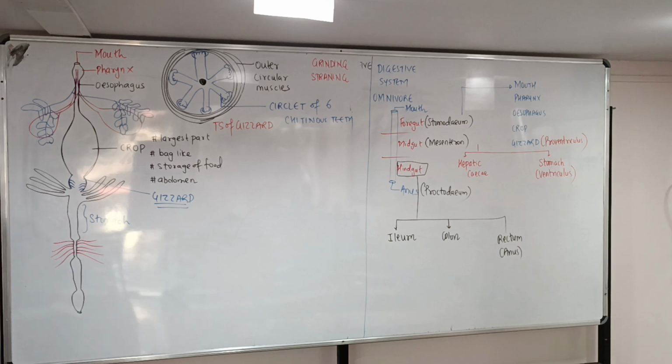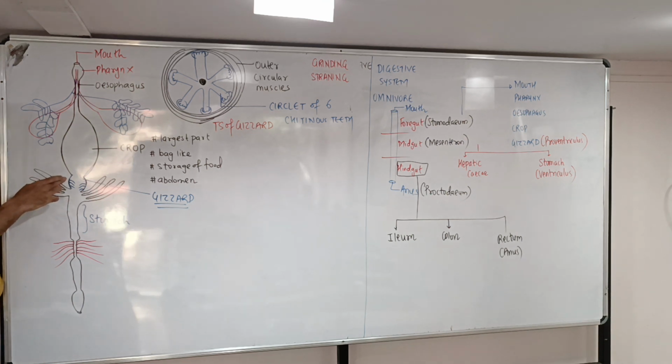Now, after that, the gizzard opens into the midgut. You remember midgut? Yes. And this midgut is made up of how many parts? Two parts. The stomach and the hepatic caeca. Kaisa pronounce kare sir? Caeca. Hepatic caeca. Now see. Can I say at the junction of the foregut and the midgut?